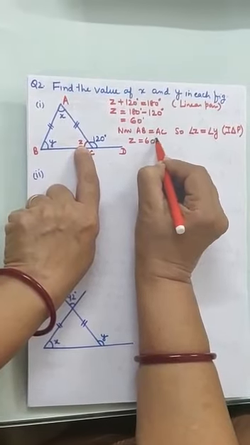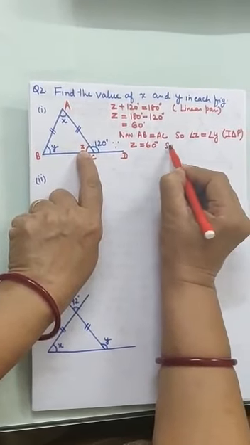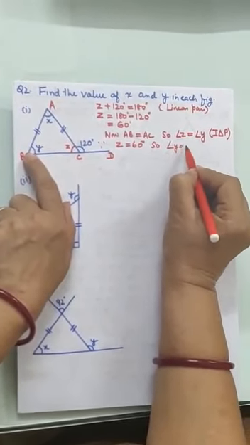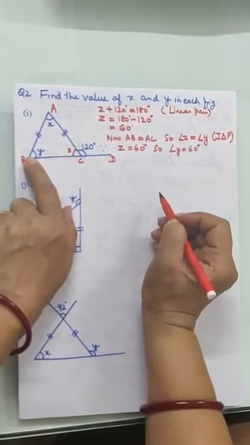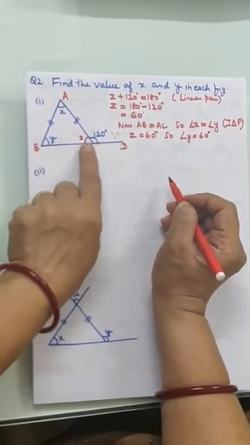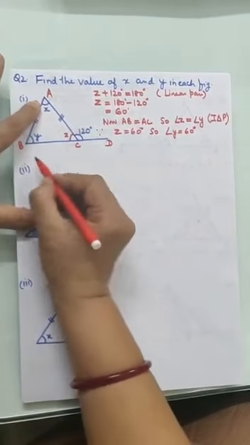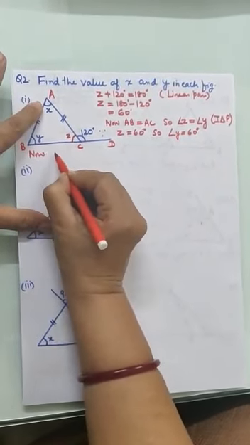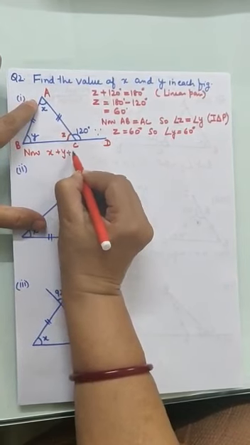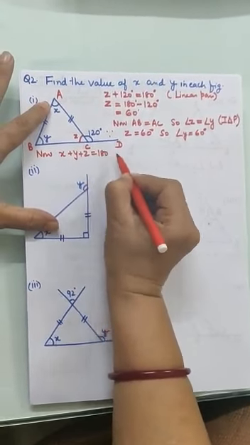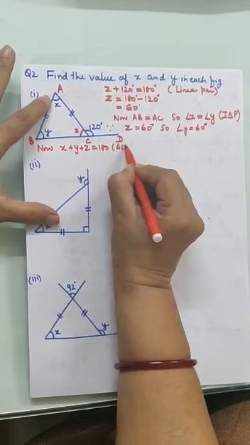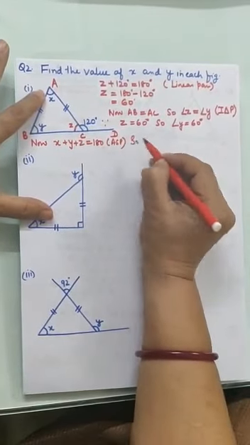Angle Z is 60 degree. So angle Y is what? It is also 60 degree. Right? Now these two angles are 60 degree. We can find this using angle sum property. So we write now x plus y plus z is equal to 180 degree. Why? Angle sum property.